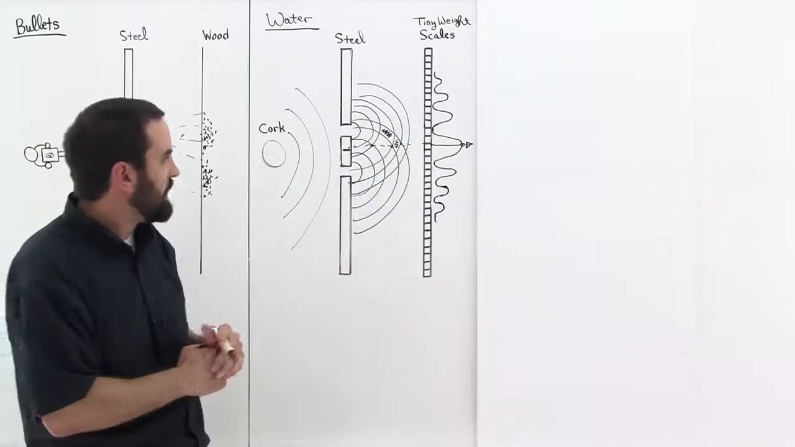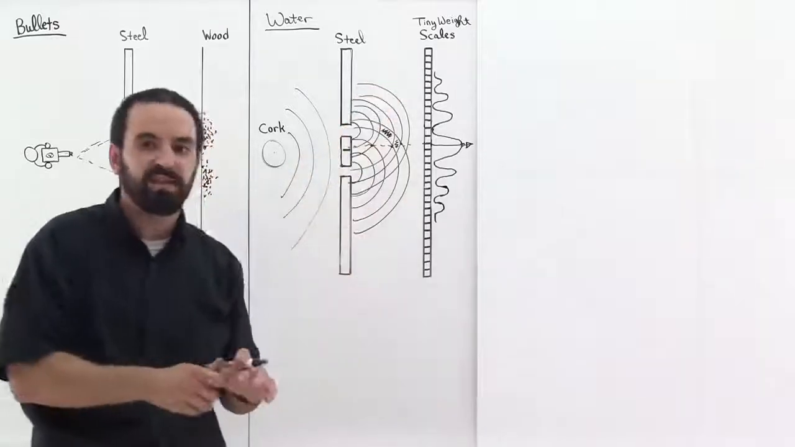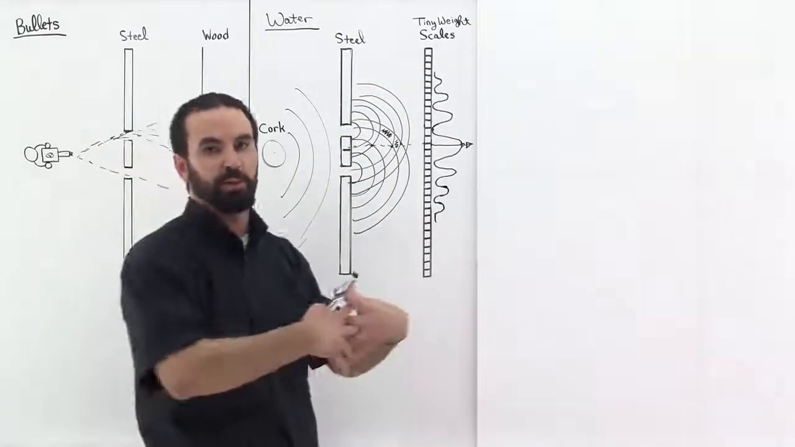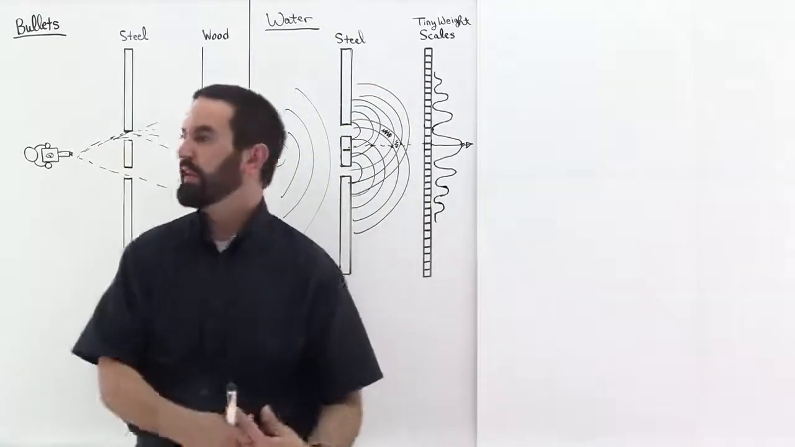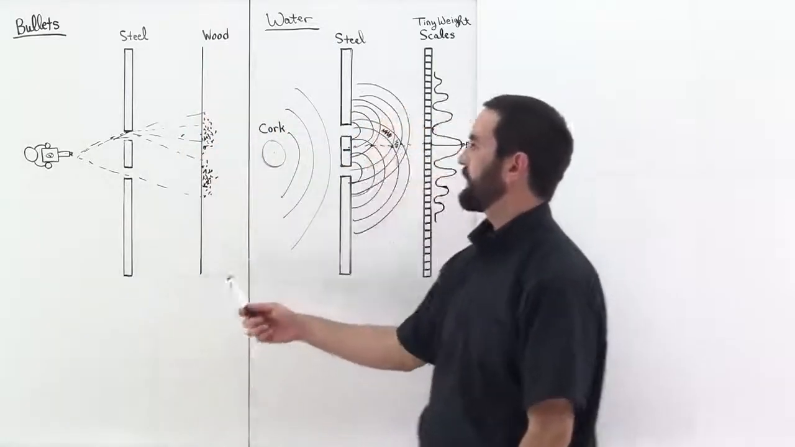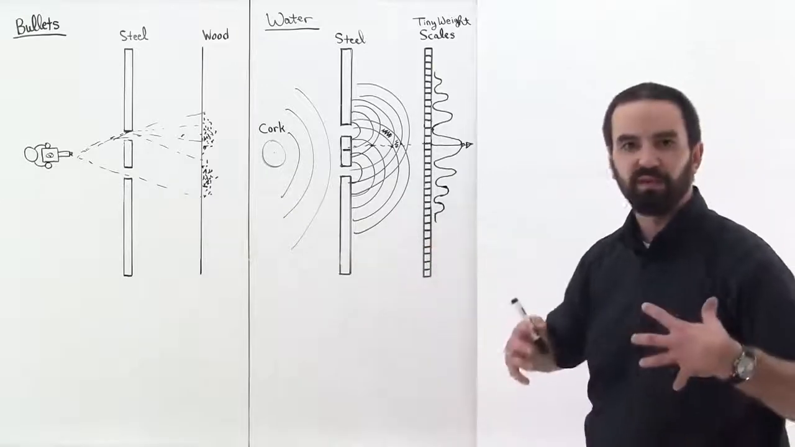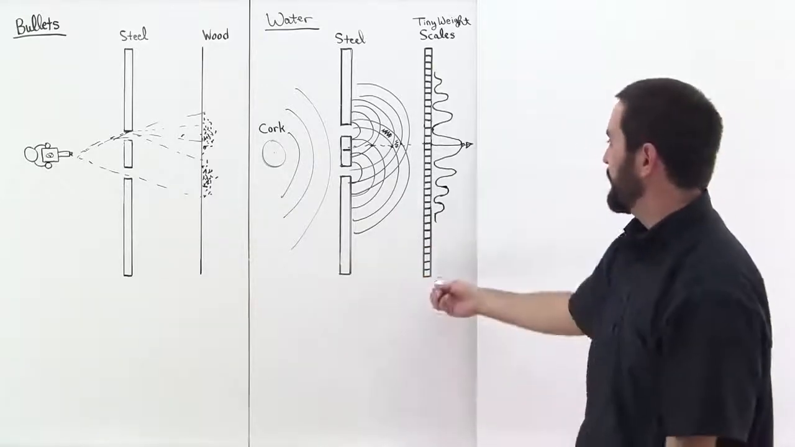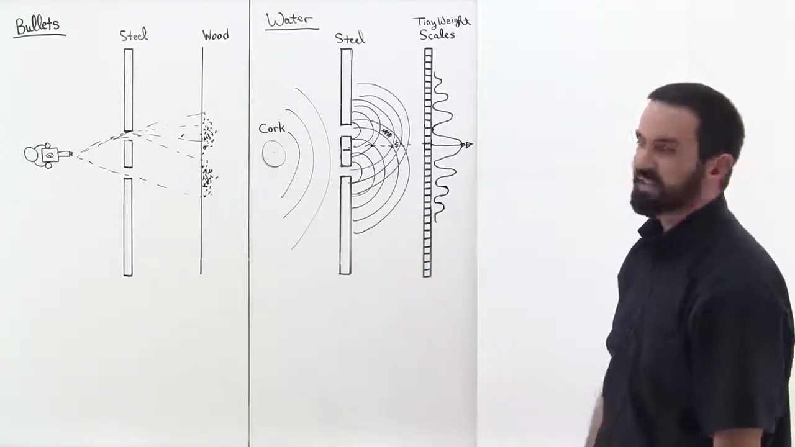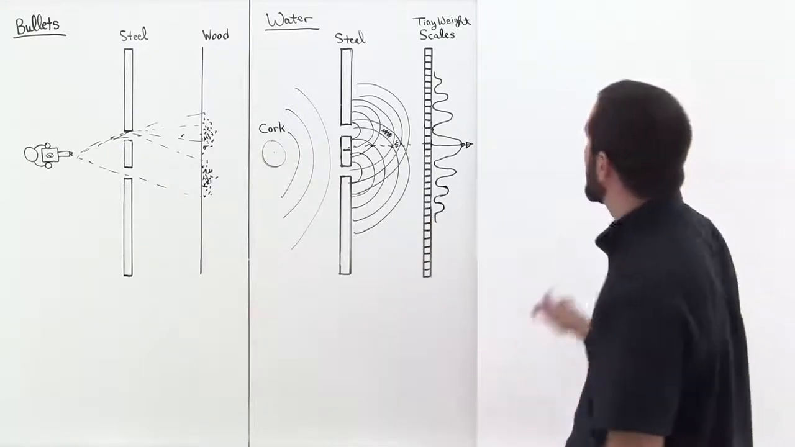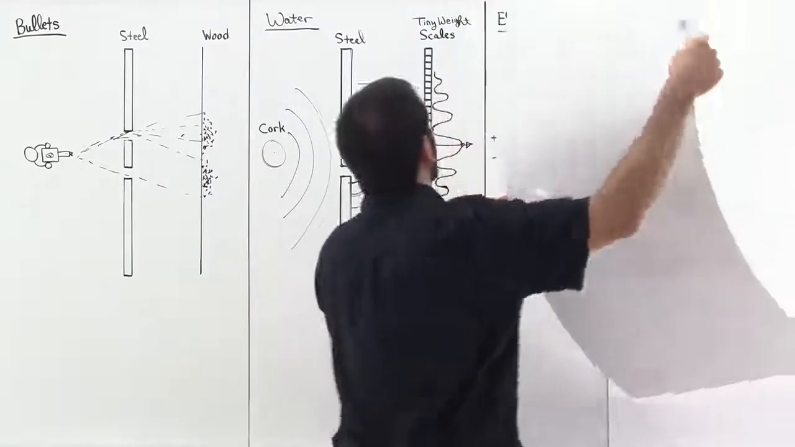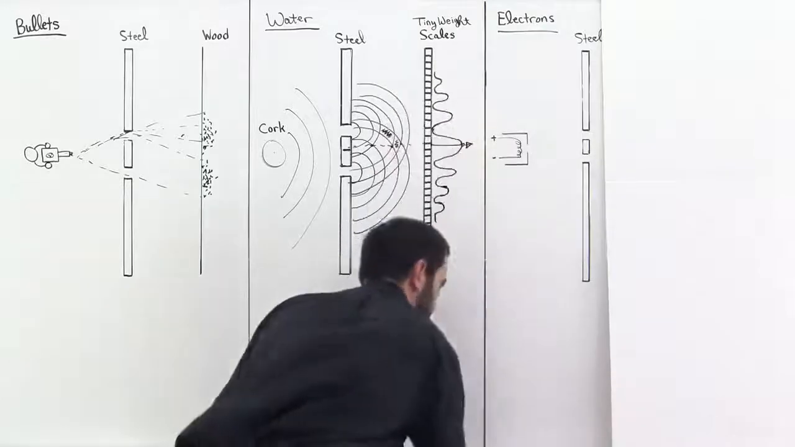Okay, so we see this interference pattern that is due to these two waves interfering with one another. So we did an experiment with bullets where we had two bands, and then we did an experiment with waves where we had these water waves interfering with one another and arriving at the scaled backstop. Now we're going to do an experiment with electrons.